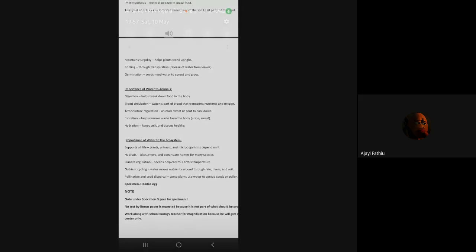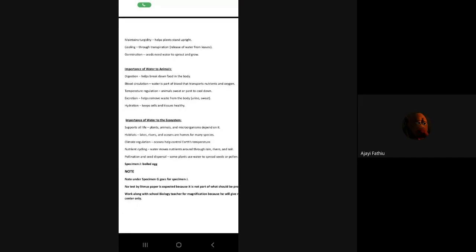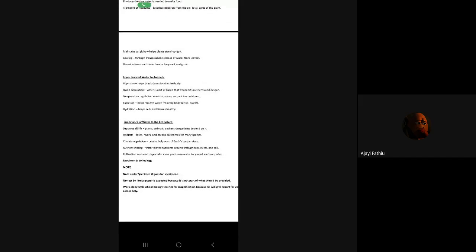Nutrient cycling, pollination and seed dispersal. Water is also needed. So water is very, very essential for all living organisms. So I noticed here, no test by litmus paper, because it is not part of what should be provided, and also work alongside with your biology instructor.